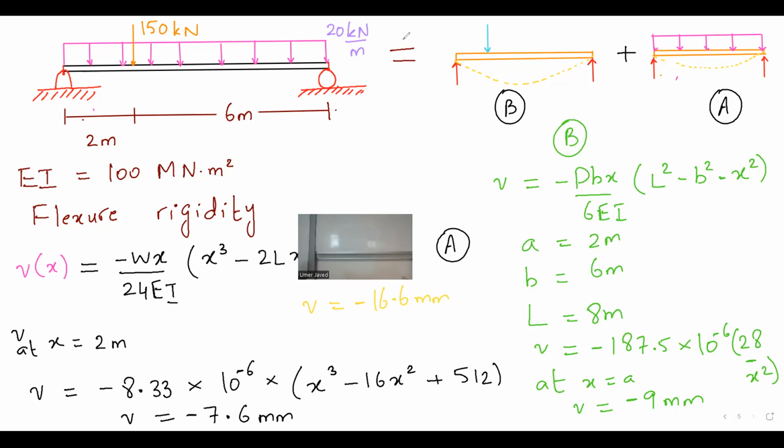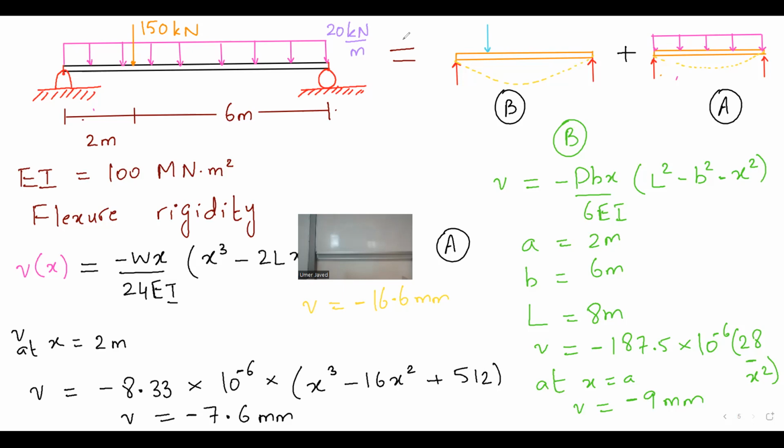The intervals are different. The first interval is from 0 to L divided by 4. But both of them hold true for L by 4, right? You can find V1 at L by 4 or V2 at L by 4. Either one will give you an answer of minus 9 millimeter. We are looking at the point which is L by 4, so either way it will hold true.